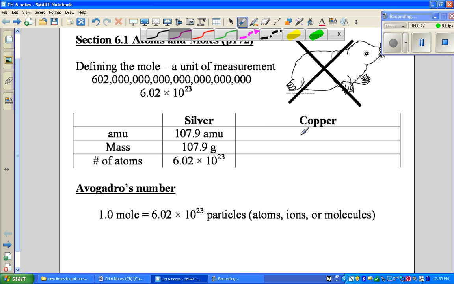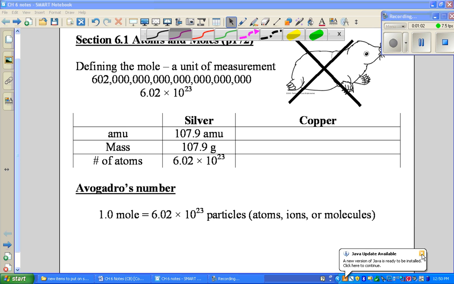So we talked about in the last few chapters, probably chapter 3 now, we talked about AMUs. And if you take a look at silver on the periodic chart, you can see that it has 107.9 atomic mass units. Then its mass means that it is going to be 107.9. Well, this is their mass for every mole of atoms that they have.